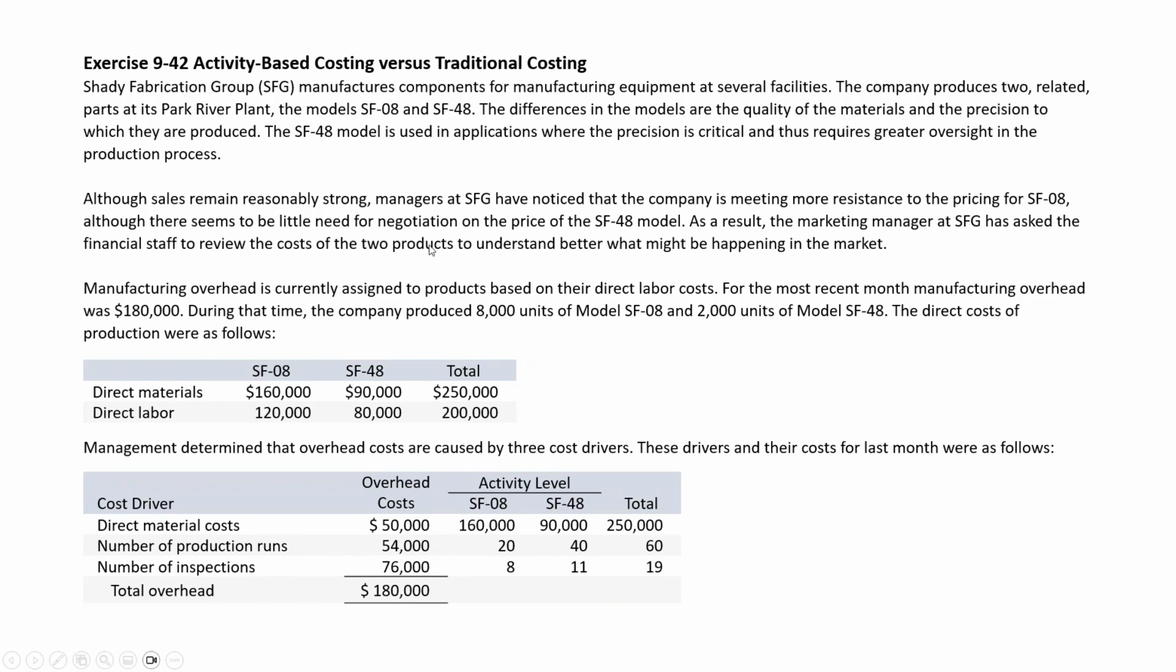Although there seems to be little need for negotiation on the price of SF48. Again, our suspicion is that this one would be underpriced and undercosted. They just want us to look into that to have an understanding.